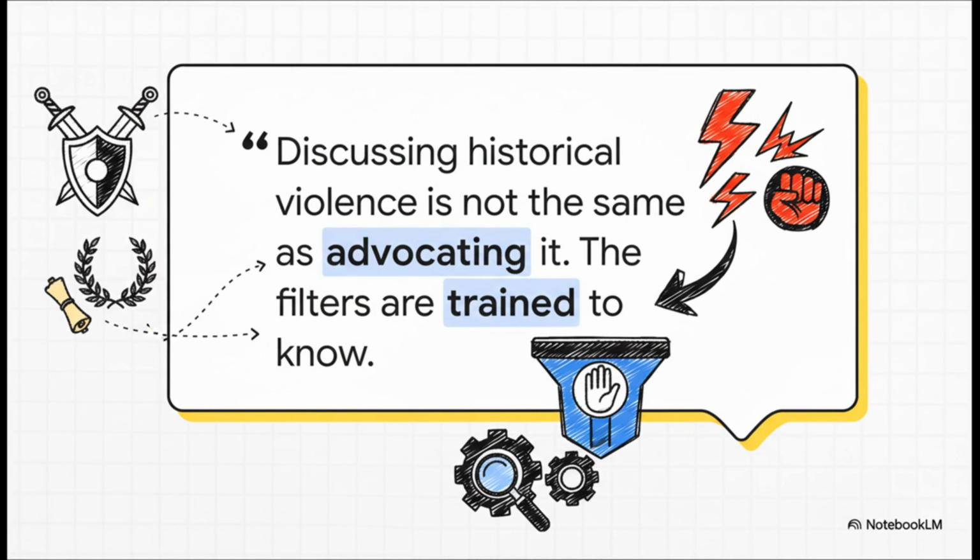Now, here is the secret sauce, the crucial part. These filters are smart. They get context. So the system knows that an AI talking about, say, a historical documentary on World War II is a completely different thing from an AI actually promoting violence. Being able to tell that difference is what makes this so incredibly powerful.